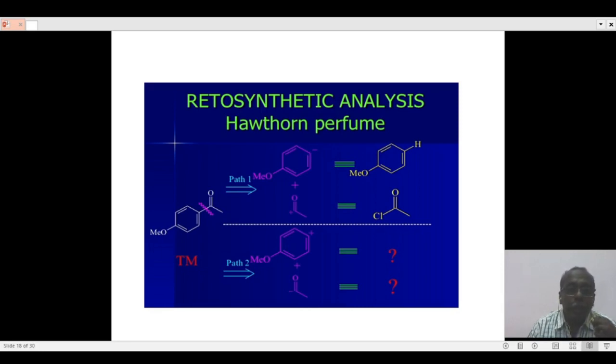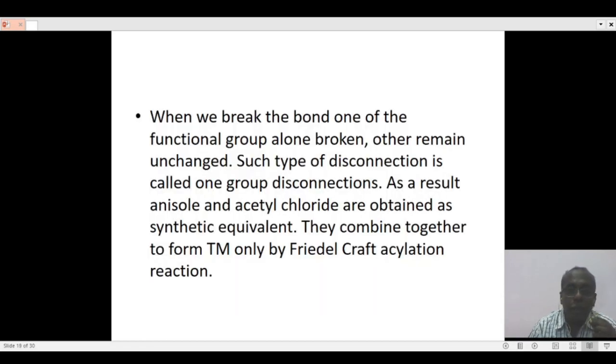As a result, synthons are formed, and the equivalent molecules will be acetyl chloride and methoxybenzene. When this acetyl chloride is treated with methoxybenzene in the presence of anhydrous aluminum chloride, it gives the target molecule. When we break the bond, one of the functional groups alone is broken, the other remains unchanged. Such type of disconnection is called one group disconnection. As a result, anisole and acetyl chloride are obtained as synthetic equivalents. They combine together to form the target molecule by Friedel-Crafts acylation.